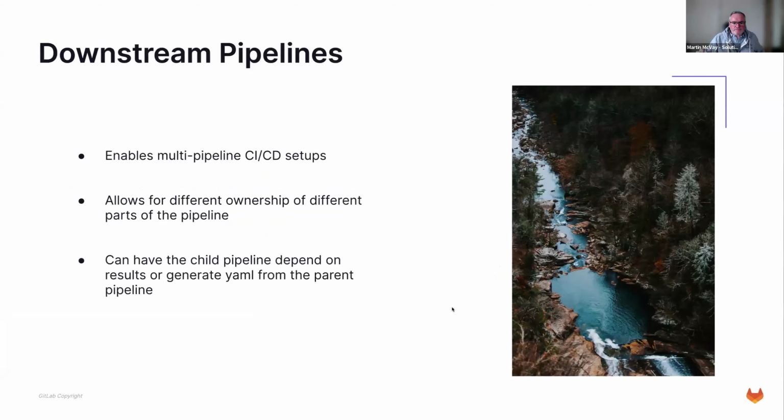to make our pipeline better. When we talk about child pipelines, you will also see the term downstream pipeline used as well. And a downstream pipeline can happen in different forms. We can have parent-child pipelines, we can have multi-project pipelines, we can have dynamically generated pipelines, and we're going to have a look at each of those as we go through. So we can have multi-pipeline CI/CD setups.